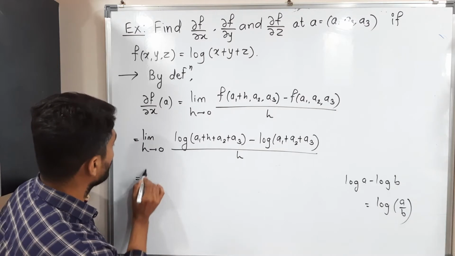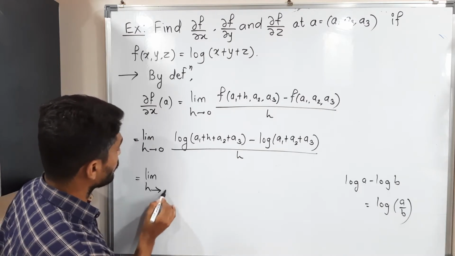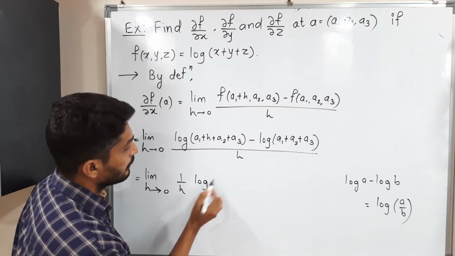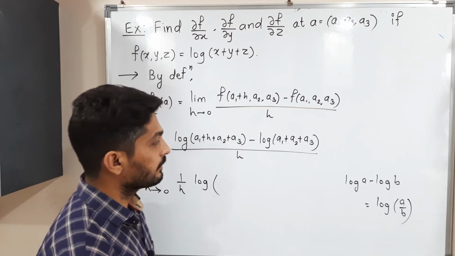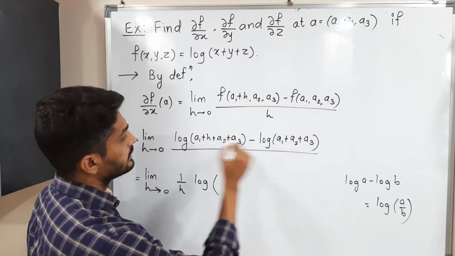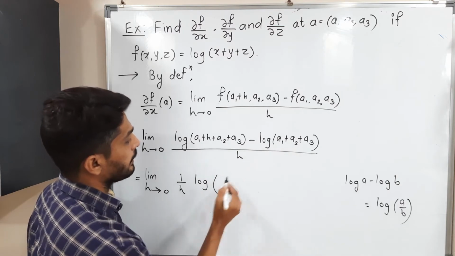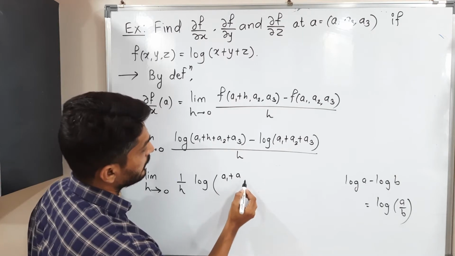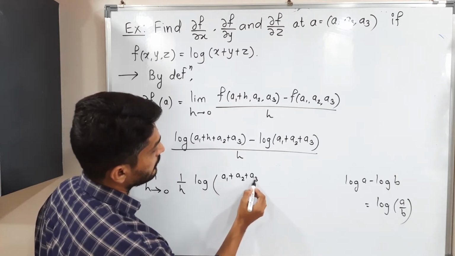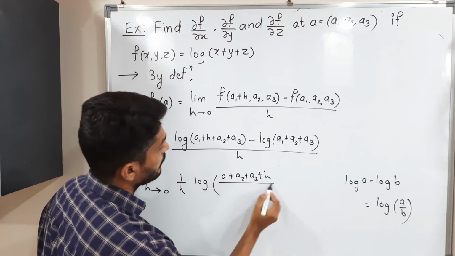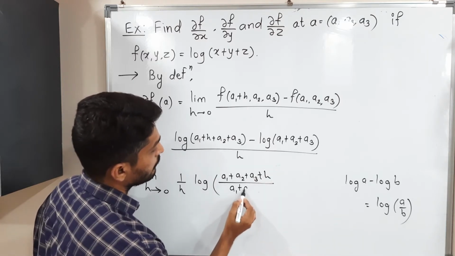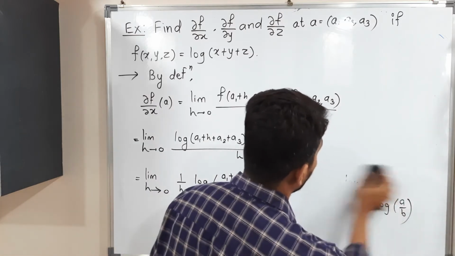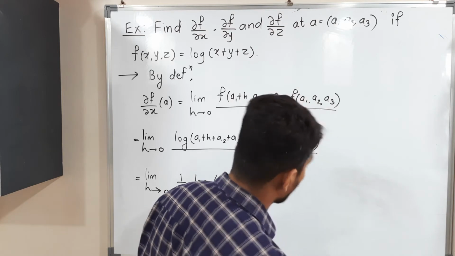So this is equal to limit h tends to 0, this 1 by h I am writing here, log of, by the property of log, log a minus log b is equal to log of this bracket upon this bracket. That means (a1 plus h plus a2 plus a3), that means a1 plus a2 plus a3 plus h, divided by a1 plus a2 plus a3. I've used this property. I will remove it now, since we want space to write.